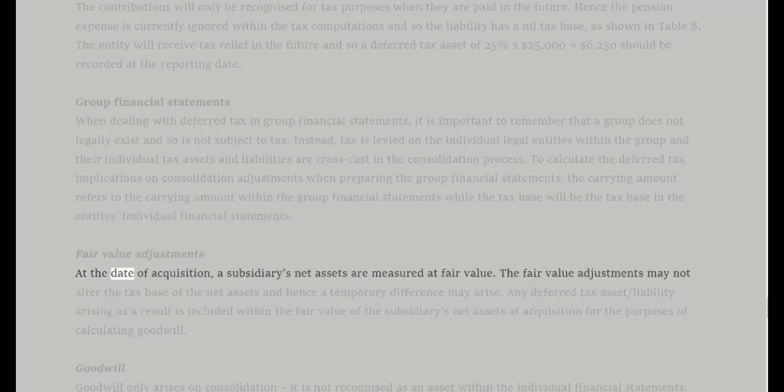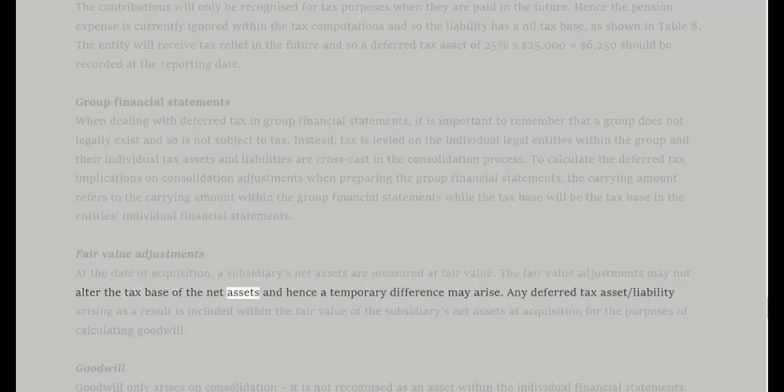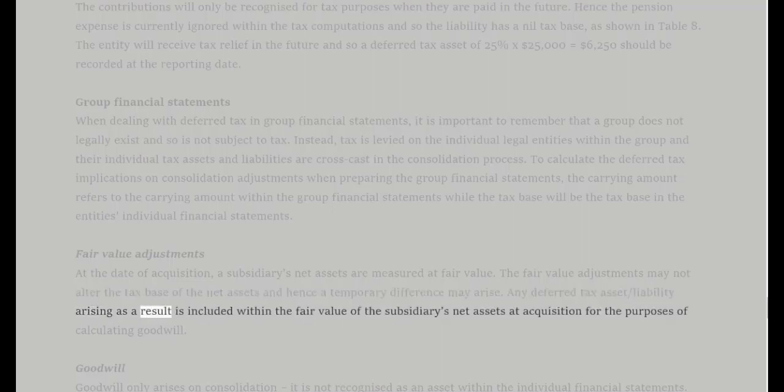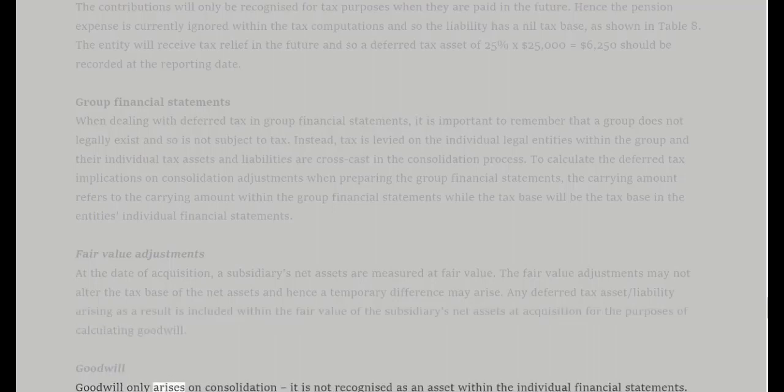Fair value adjustments. At the date of acquisition, a subsidiary's net assets are measured at fair value. The fair value adjustments may not alter the tax base of the net assets, and hence a temporary difference may arise. Any deferred tax asset or liability arising as a result is included within the fair value of the subsidiary's net assets at acquisition for the purposes of calculating goodwill. Goodwill only arises on consolidation. It is not recognized as an asset within the individual financial statements.